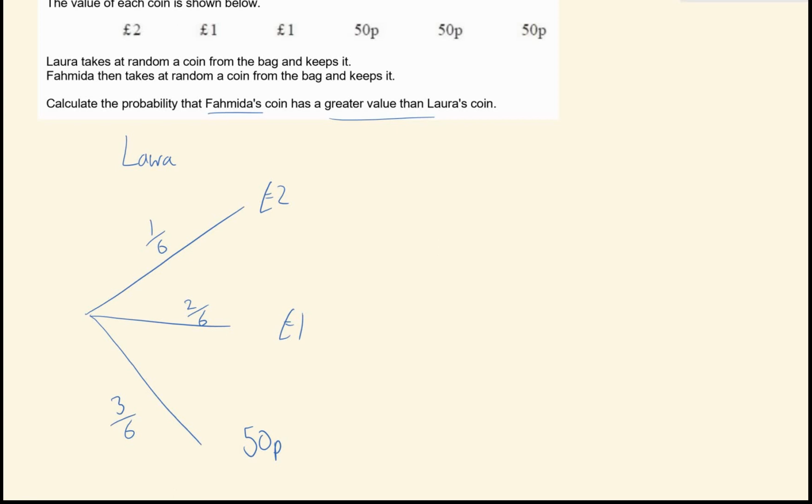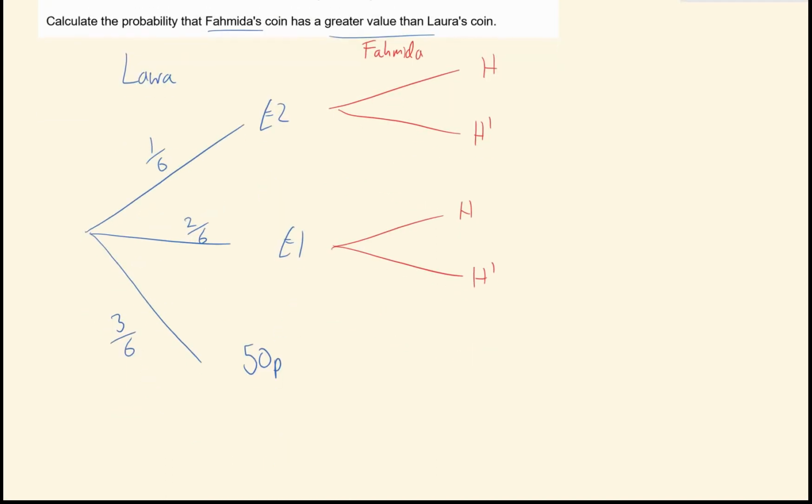For Famida's pick, I'm going to try and be slightly clever, as dangerous as it is. I don't really care what coin Famida gets. All I care about is if it's higher or lower. So for each one, I have 2 branches for higher, and then H dash, which means not higher. I could also use NH, but I'll stick with this for the time being.